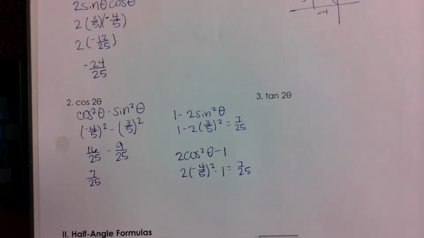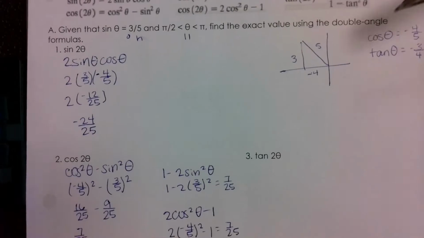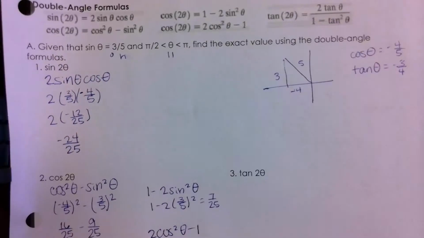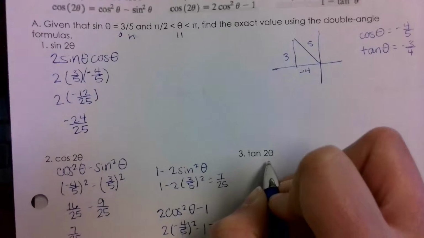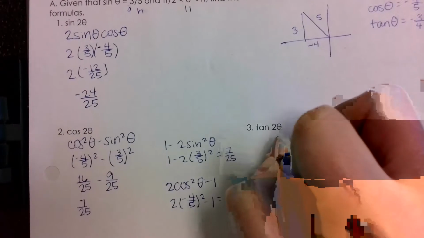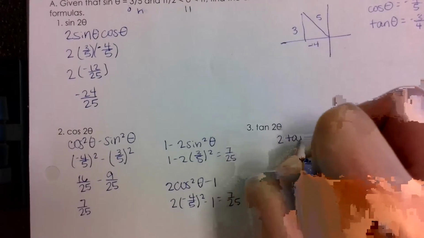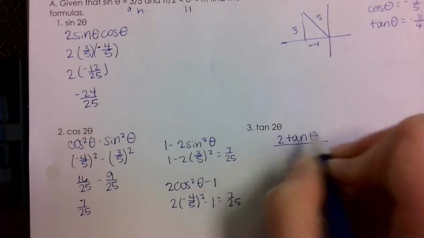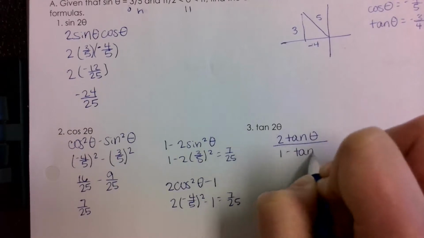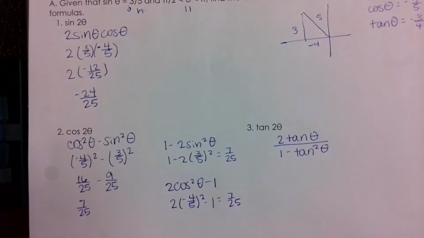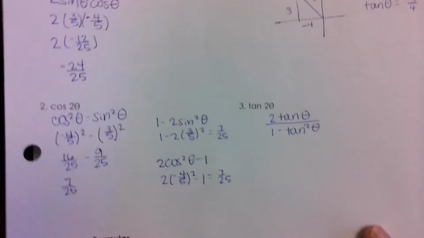Alright, so the last part that we need to find there is tangent of 2 theta. So we'll be using that rule up top, where it says tangent of 2 theta equals all that stuff. I'm just going to copy that down again so we have it closer to where we're looking. So it's going to be 2 tangent theta over 1 minus tangent squared theta. And we found tangent theta, so it's going to be super easy to just plug in.